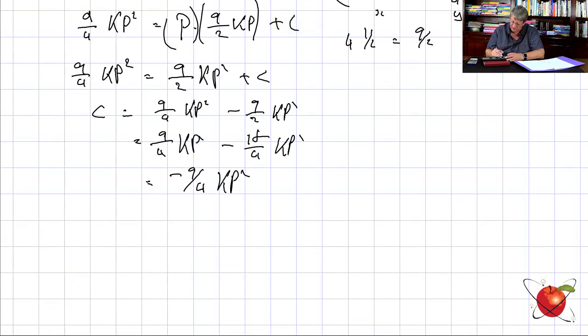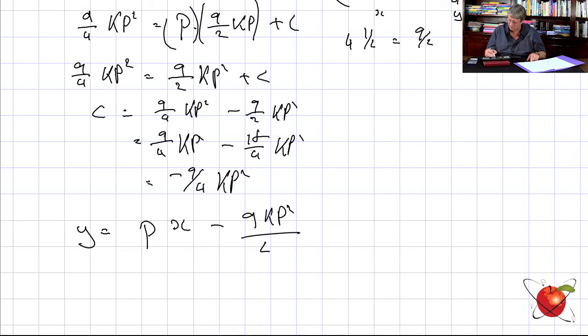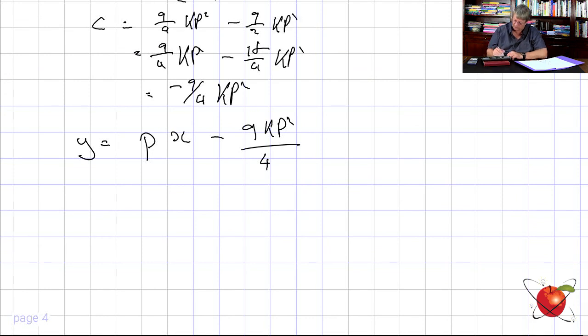Therefore, we will say that y is equal to p times x, minus 9kp squared over 4. Done. And let me just tick that off there. Pretty much that's where we stand. All that I did there is, granted it's a more difficult one. Now let's carry on and say, what is then the normal? I think you get the gist of this.